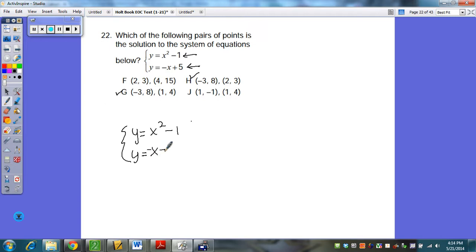Negative x plus 5. So that means that both ordered pairs, negative 3 and 8, and 2 and 3, have to satisfy both equations in this system. It's easier to graph it.